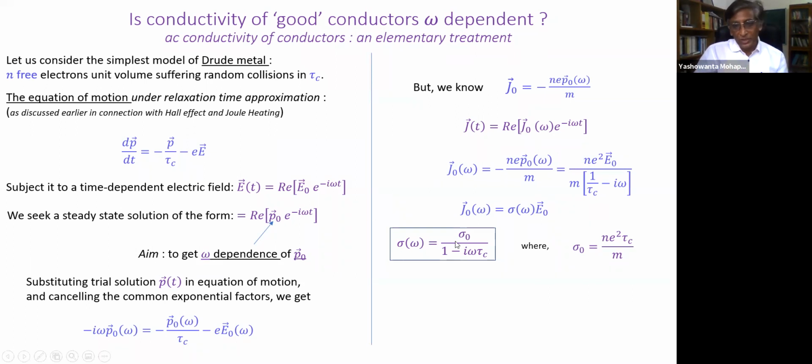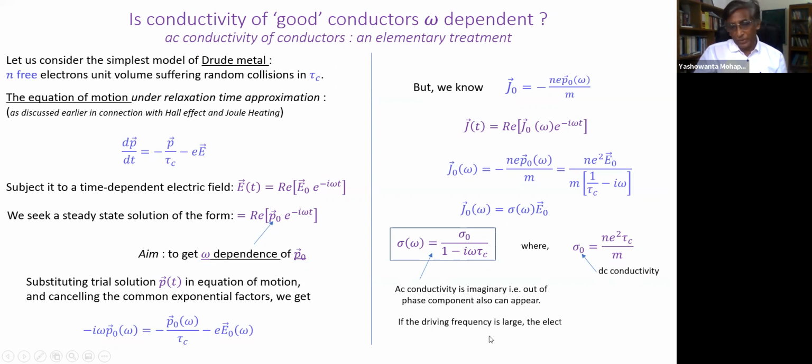Okay, that's all it means. You can always multiply 1 plus iωτc here and 1 plus iωτc here, and you will get two components. The imaginary component is 90 degrees out of phase.